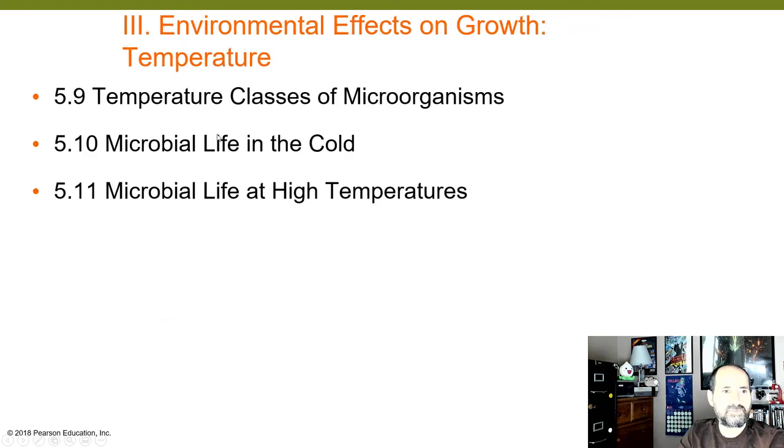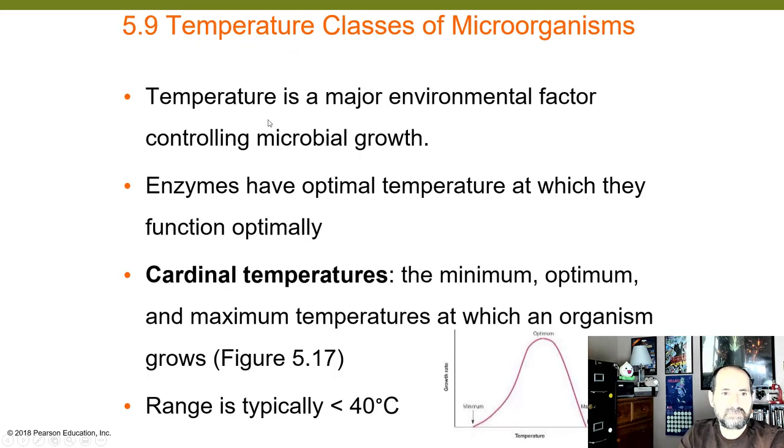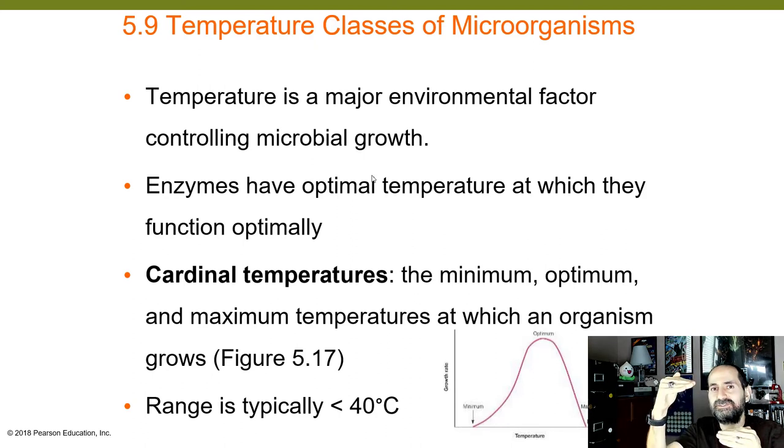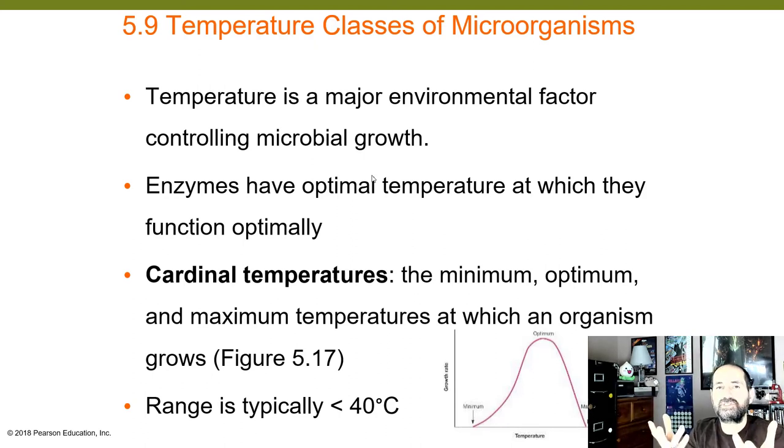All right, so let's move on to environmental effects on growth. Specifically, let's start with temperature. Temperature is a major environmental factor controlling microbial growth. Remember, these microbes can't control their body temperatures like you and I can, so their external environment really affects their growth. And this is because they have metabolic enzymes inside of them and all their proteins. And enzymes work better and faster as temperature increases, but then at some point these enzymes denature and then the cell dies, right? And different enzymes and different cells function better at different temperatures.